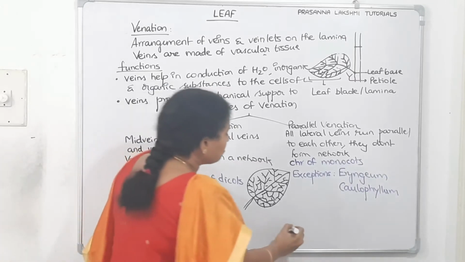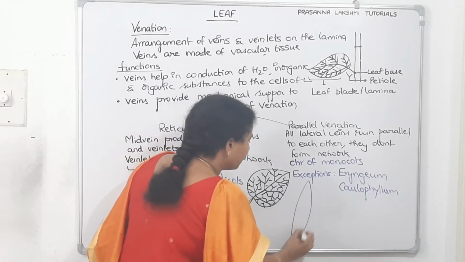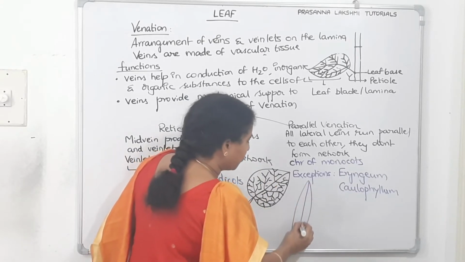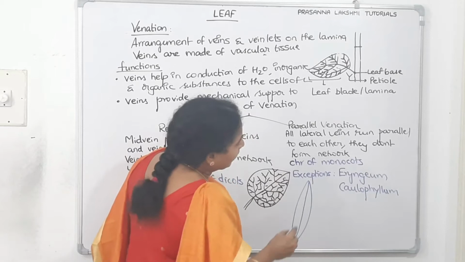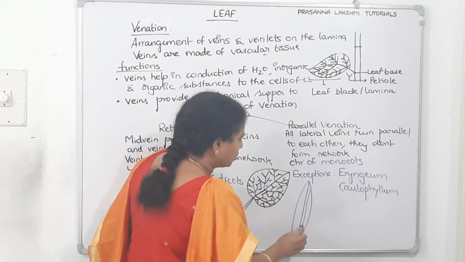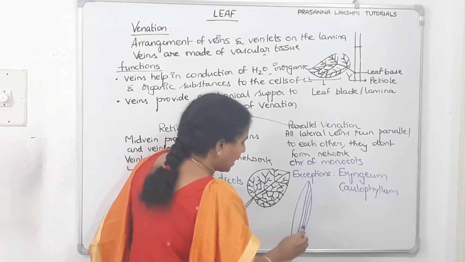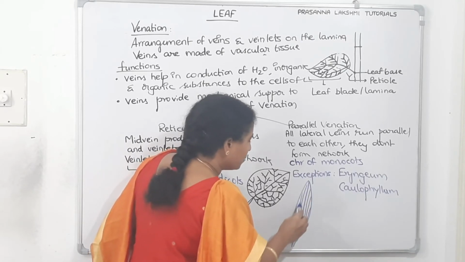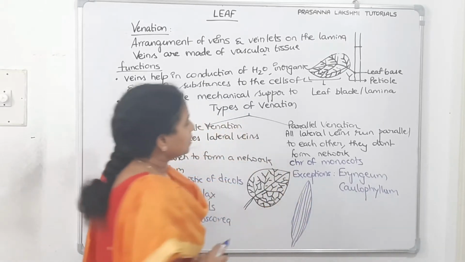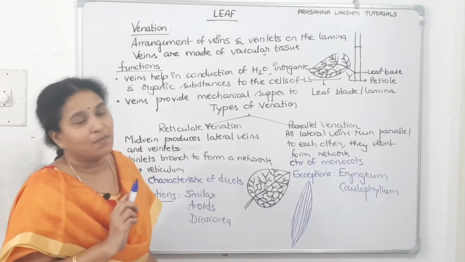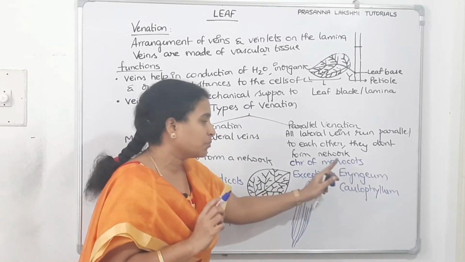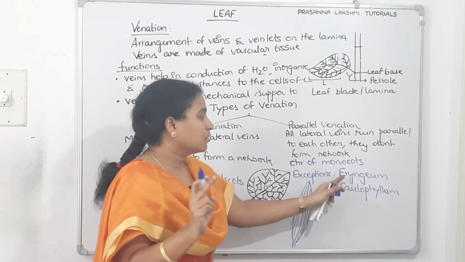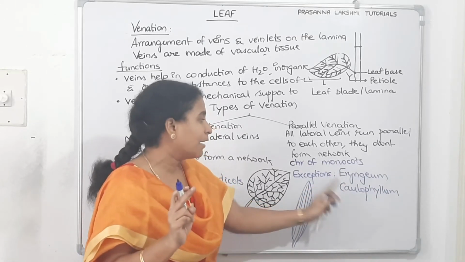So parallel venation means if we take a monocot leaf, it will be like this, and this is the midrib or the midvein. All the lateral veins will run parallel to each other. See this one, and this other one, and this other one. They are parallel to each other, parallel to the axis. Such type of venation is called parallel venation. It is characteristic of monocots, but there are two dicots which have parallel venation, eryngium and caulophyllum.